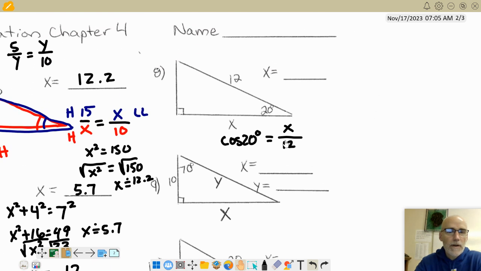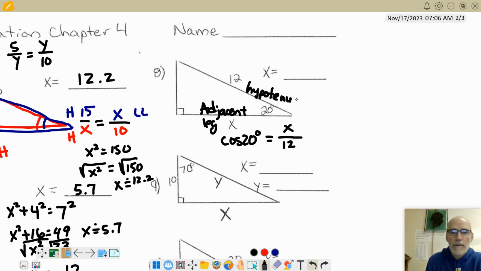Okay. Oh, I already set up cosine, right? Because I told you that, well, maybe I told you, I don't know if I did or not. This is the adjacent leg right here, right? This is the adjacent leg. And then this is the hypotenuse over here. We said that the hypotenuse and the adjacent leg make up the angle that you know, right? So I'm going to use cosine, and then we multiply both sides by 12.